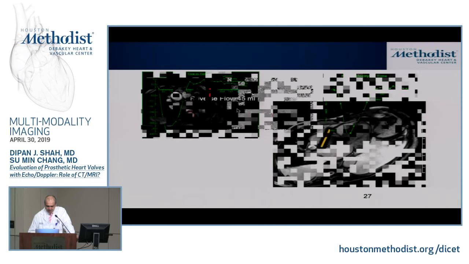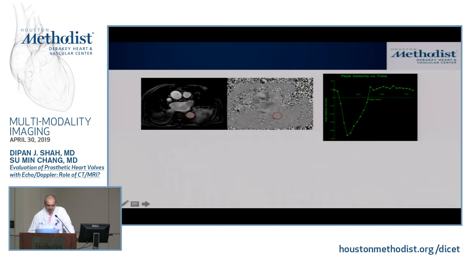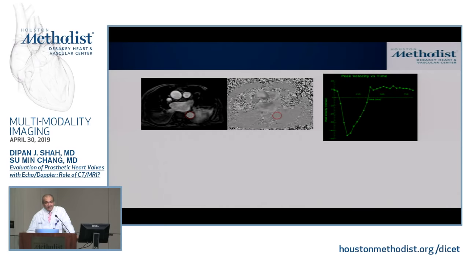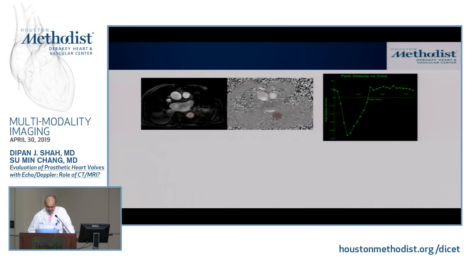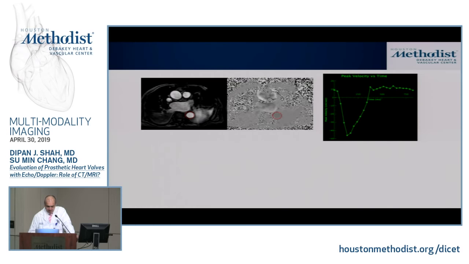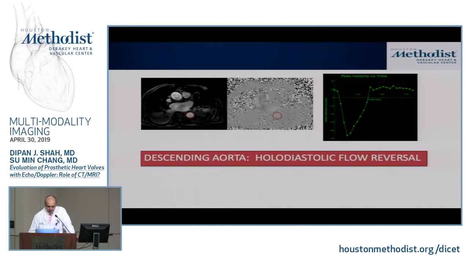Now, other checks that are typically done in addition to this are to look for holodiastolic flow reversal of a reasonable magnitude in the descending aorta as well, similar to what's done in echocardiography. And in the CMR literature, the goal is to see at least 10 cc's of holodiastolic flow reversal in the descending thoracic aorta, as we can see in this example case here.